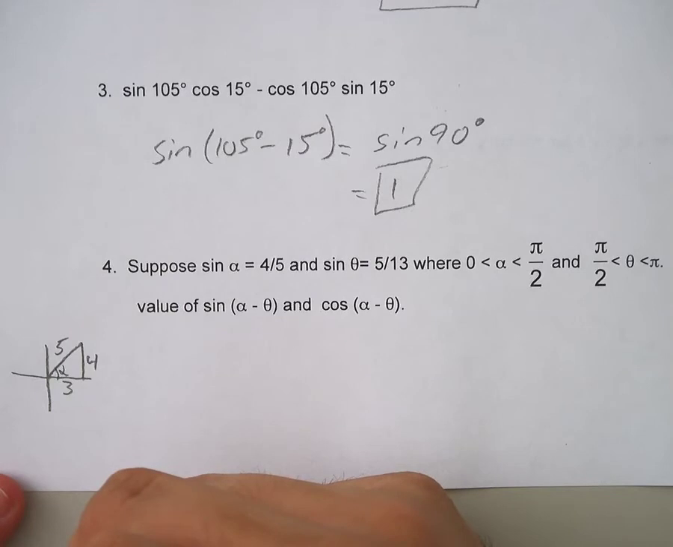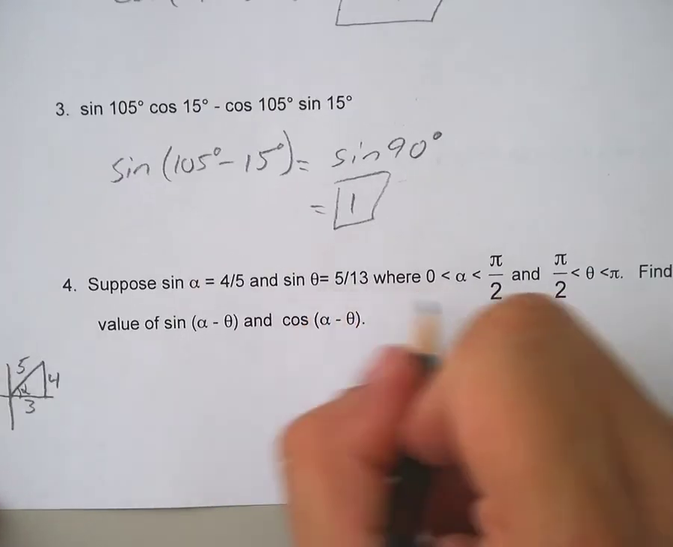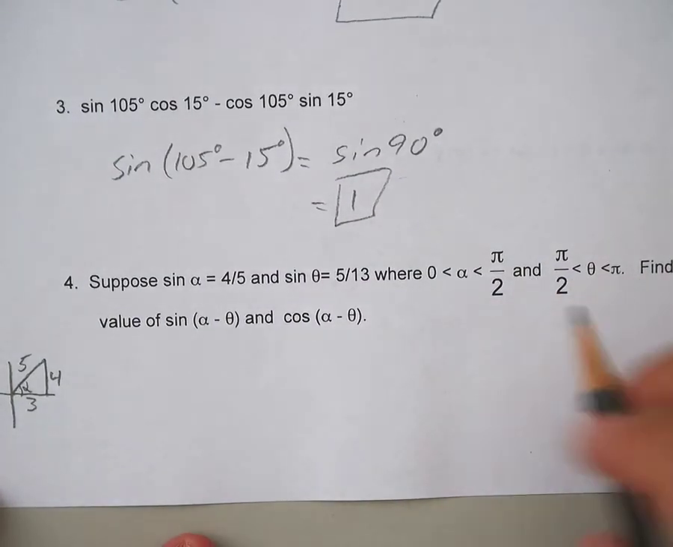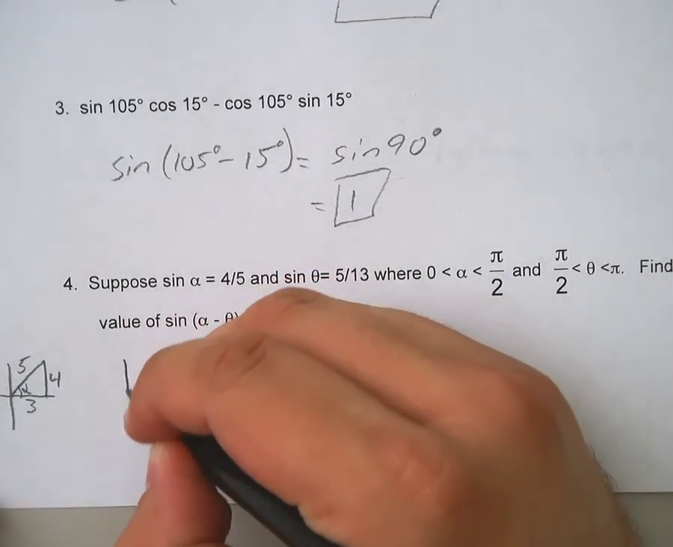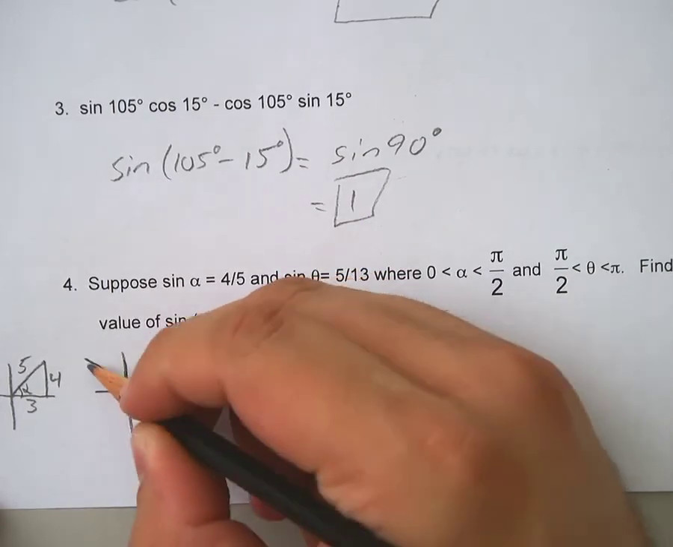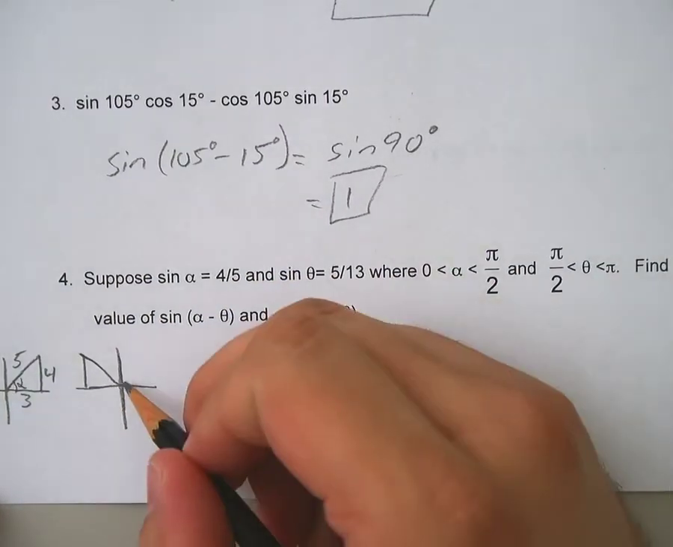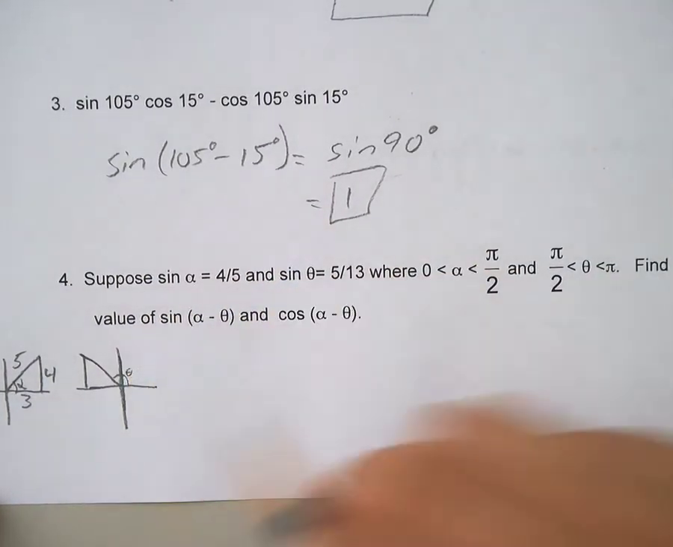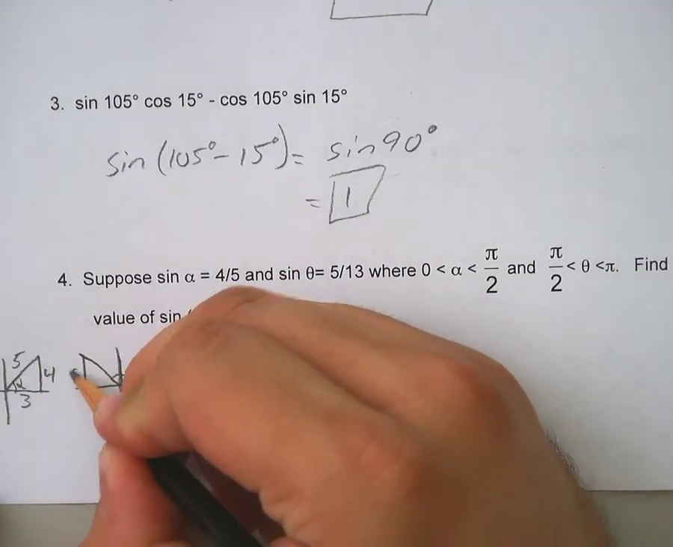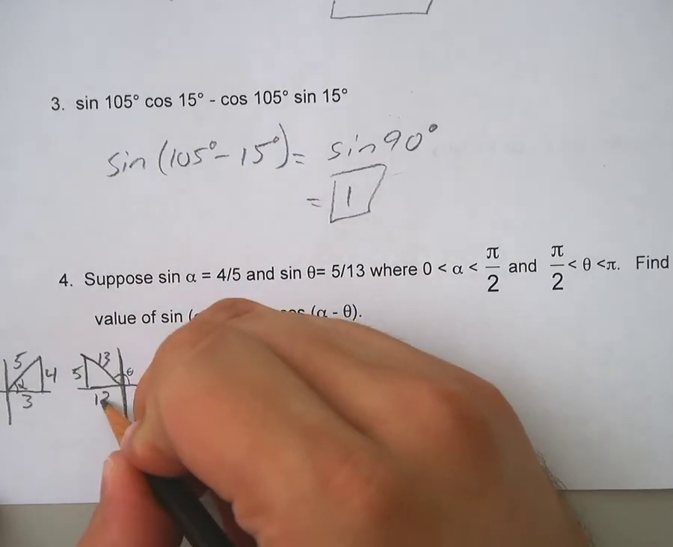And then it says that sine of theta is 5 over 13, and theta is between pi over 2 and pi. So that's in the second quadrant, up here. Okay, so here's theta. And it says that sine of theta is 5 over 13. So that's 5, that's 13. Using a little Pythagoras, this is 12.